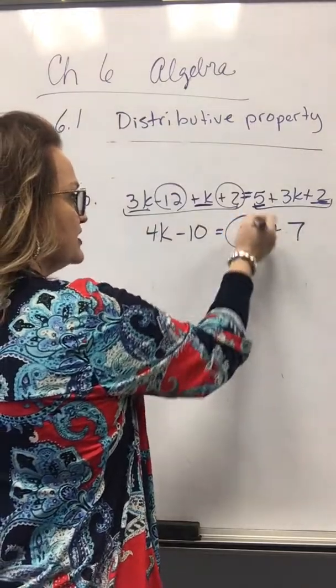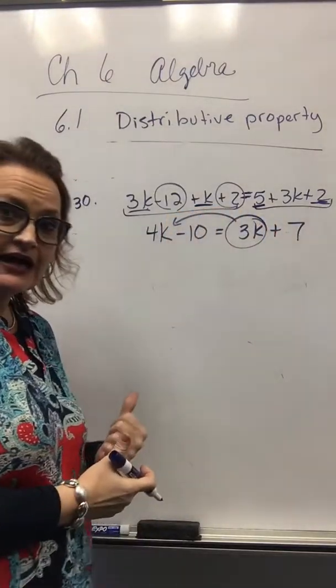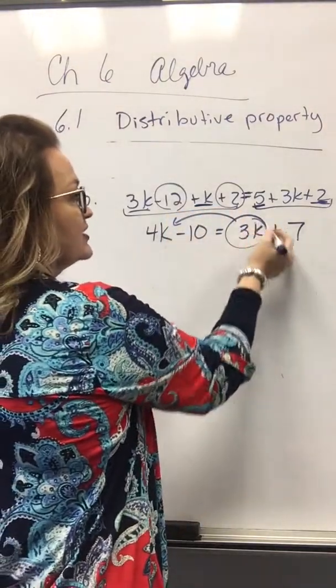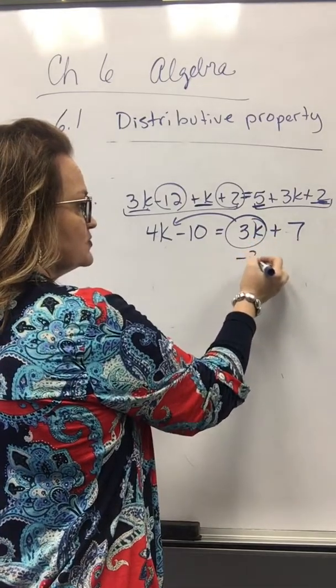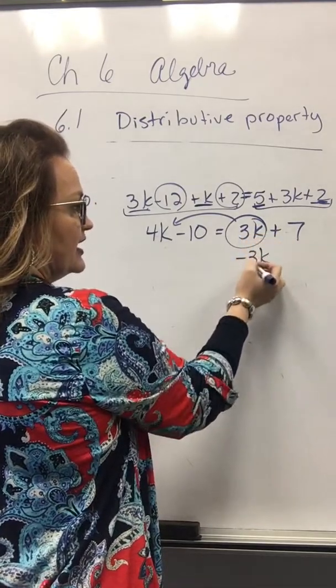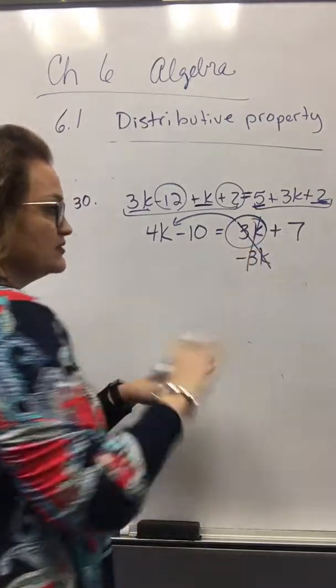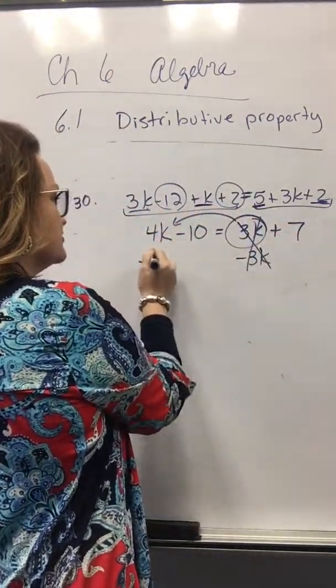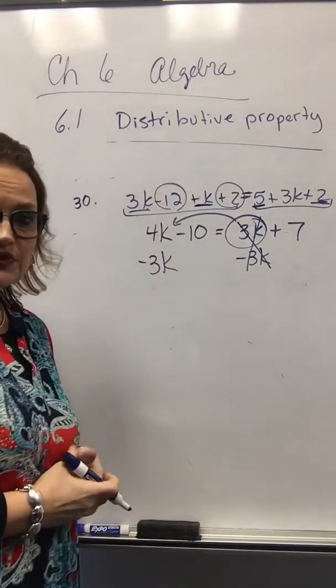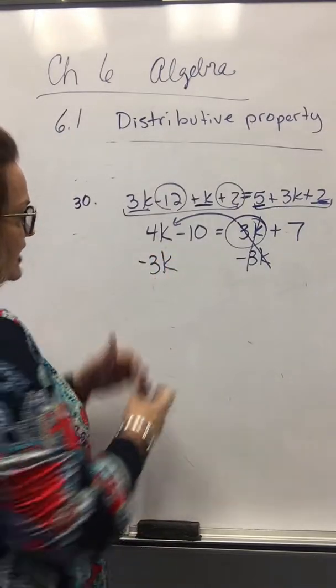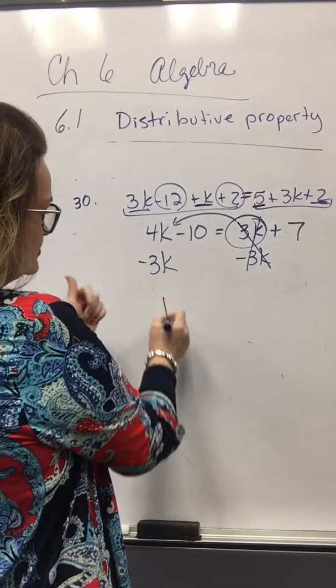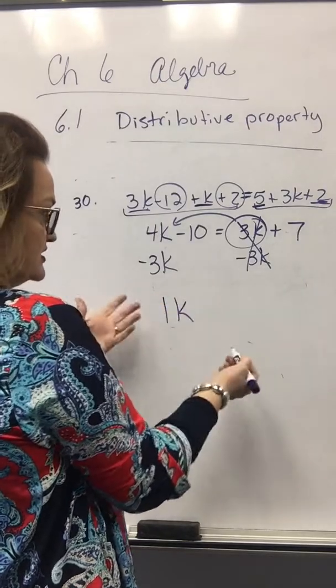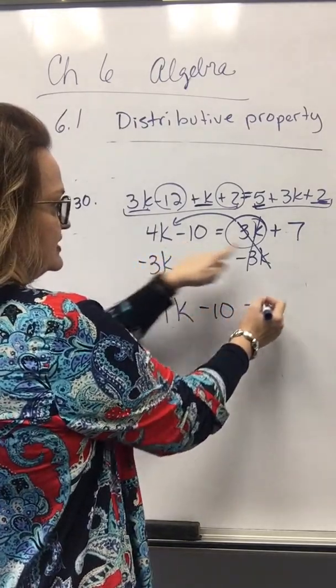To bring this 3K over to the left side, the way we get rid of it from the right side is we do the opposite. 3K minus 3K would then be 0K, gone. But what you do to one side, you have to balance and do the other side. So I also minus 3K on this side. And then that gives me the consolidated K terms I can combine and say 1K or just K. I've still got a minus 10 and a 7.